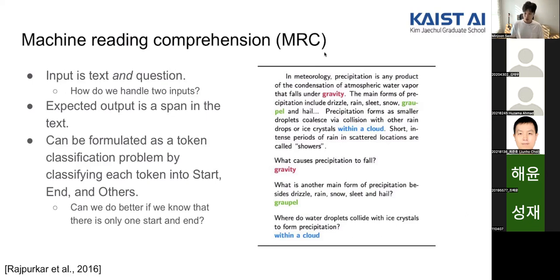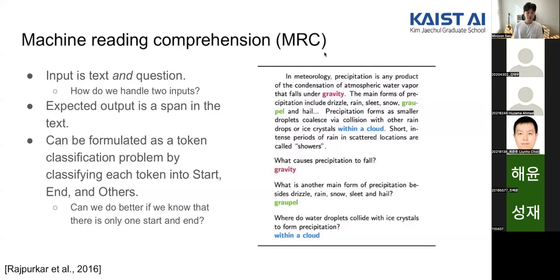All right, so as a really quick recap, we talked about token classification in the last lecture, right? And we were talking about NER. How can we do BIO tagging to extract entities? And then today's topic is actually related to that. We're still doing token classification, but it's a bit different problem setup, and we call this machine reading comprehension.